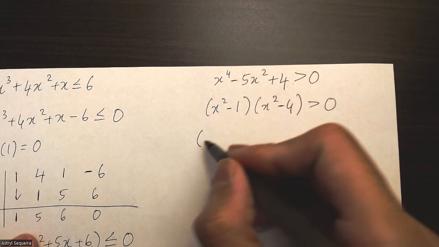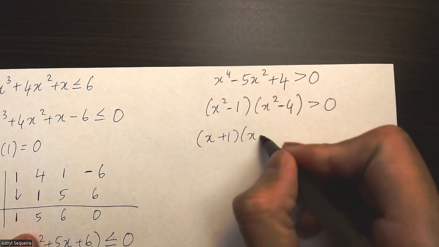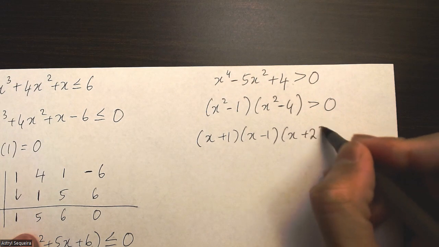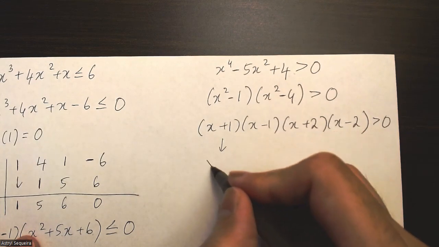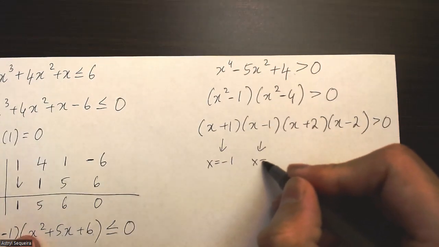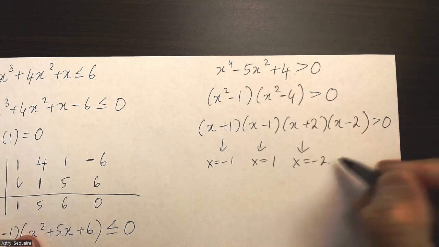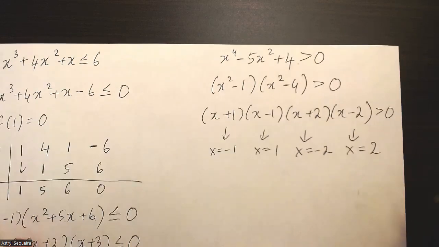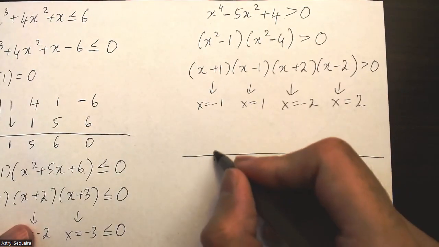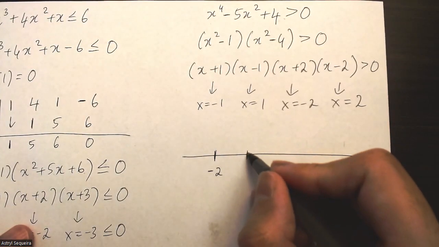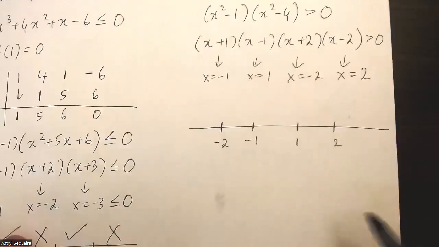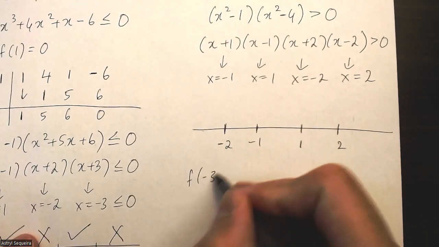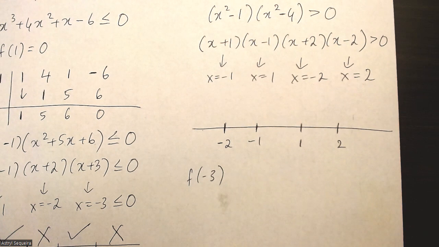And I can do difference of squares on both these brackets: x plus 1, x minus 1, x plus 2, x minus 2. Then I have x equals -1, x equals 1, x equals -2, and x equals +2. And then I just have to do it on the number line really quick. So I'll start with testing f of -3. And this one I'll put in my original equation because it's a bit easier to type.